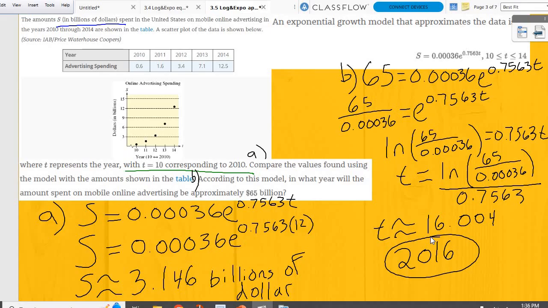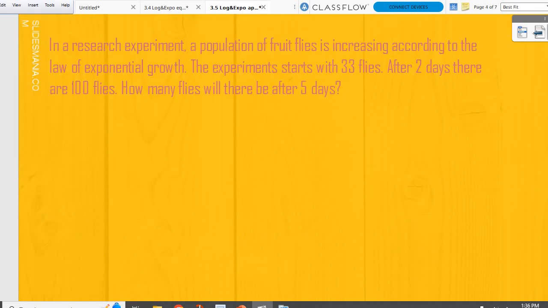Okay, so let's get another example. It says in a research experiment, a population of fruit flies is increasing according to the law of exponential growth. The experiment starts with 33 flies. After 2 days, there are 100 flies. How many flies will there be after 5 days?